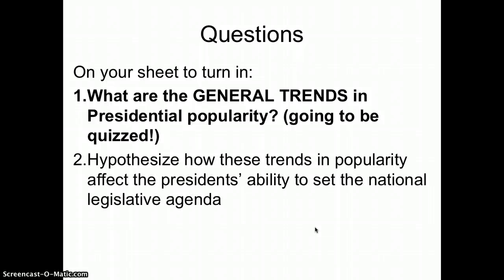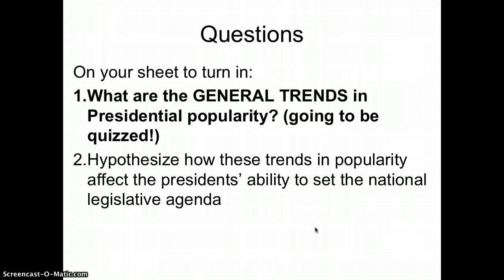So here are 2 questions you need to answer. Now 2 says, hypothesize how these trends could affect the president's ability to set the national legislative agenda. What you want to think about here is that part of the president's job is to give recommendations to Congress, as we learned about. But Congress has to have a reason to take on the president's agenda, to do what the president wants to do.